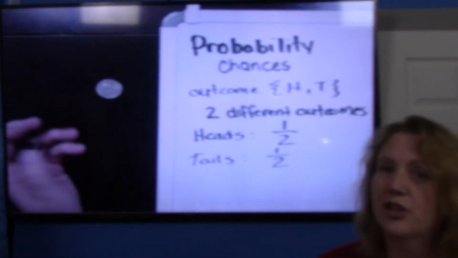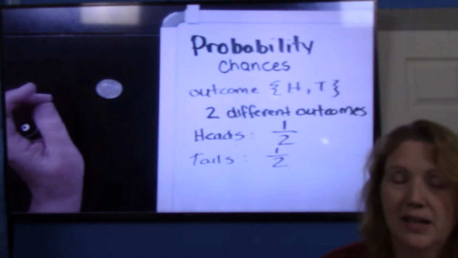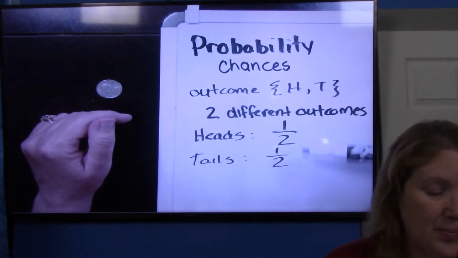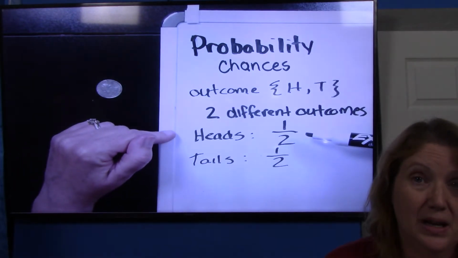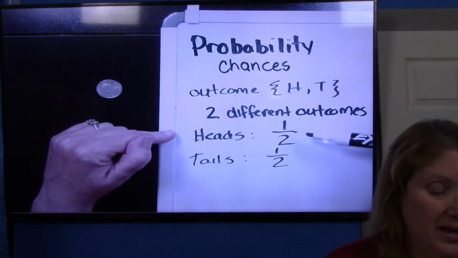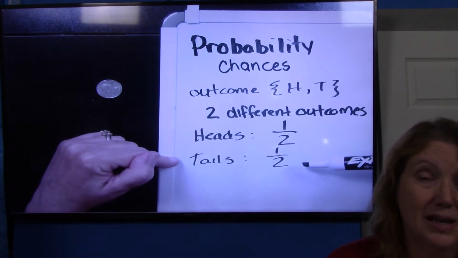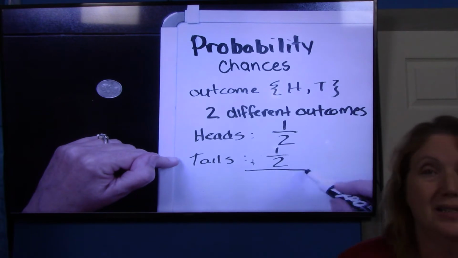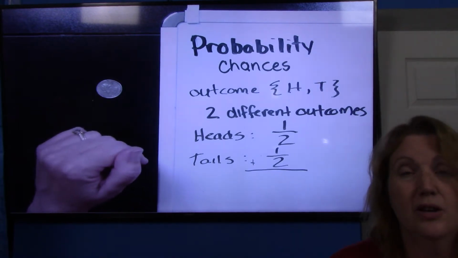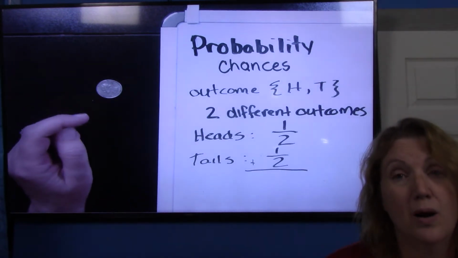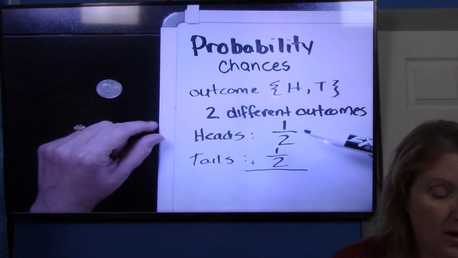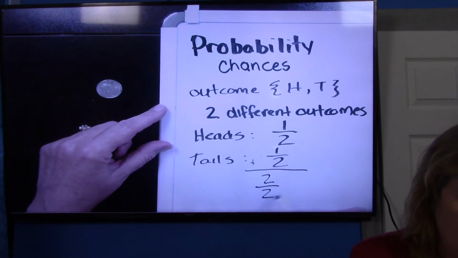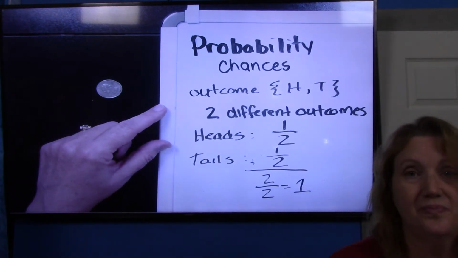Now, something that you're going to notice about probability is that when you take a look at your outcomes, the probability of it becoming heads is 1/2 and the probability of it becoming tails is 1/2. When you add all of your probabilities together for your total outcomes, you will always get the number 1. So if I take 1/2 plus 1/2, I get 2 halves, which does equal 1.